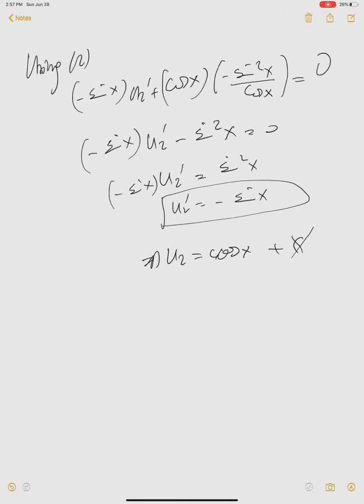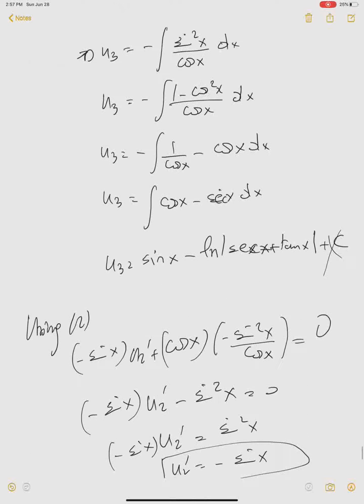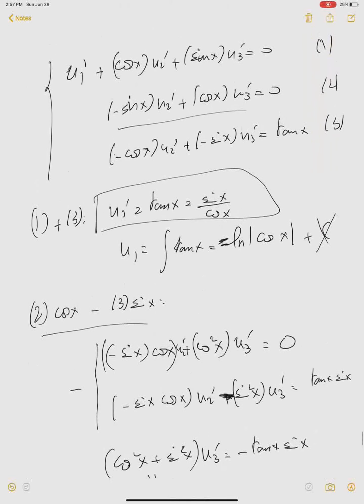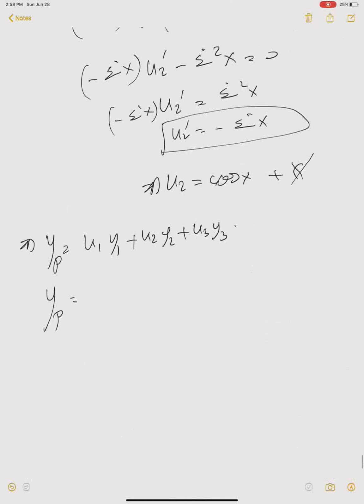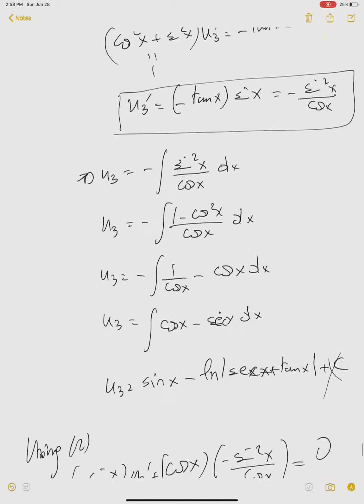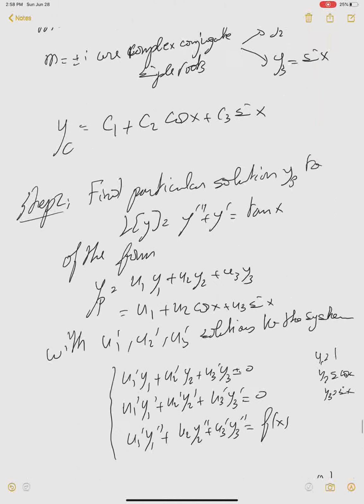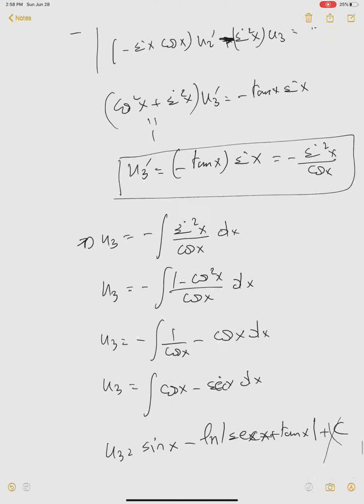Now I have all the terms, so y sub p is u1 y1 plus u2 y2 plus u3 y3. This gives me yp equal u1, which is what? Minus log absolute value of cosine x times y1, which is 1, plus u2, which is cosine x, times y2, which was cosine x, I guess, yes? y2 is cosine x. So this is cosine x.